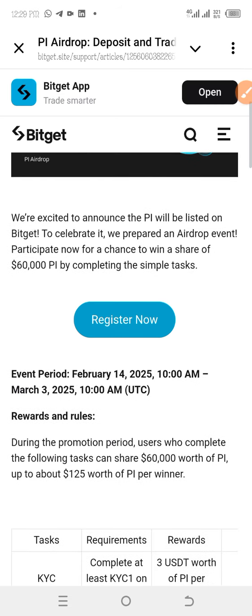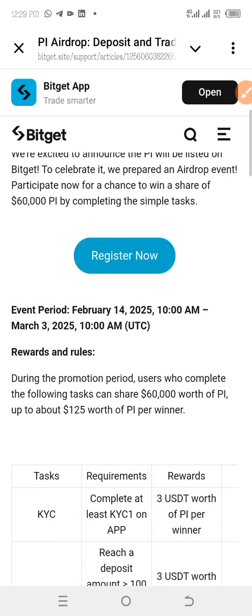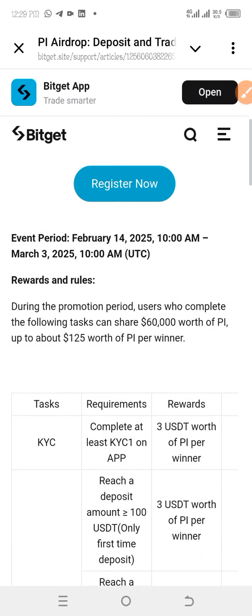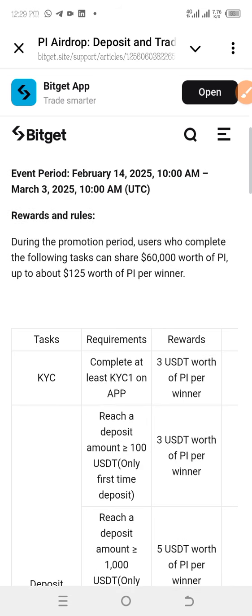So this event period starts from 14th of February 2025. If you register on the 14th of April 2025, you get a chance to win this by doing the following steps. During this period, the users who complete the following tasks share 60,000 worth of Pi, up to 125 worth of Pi per winner. So this is how it goes.